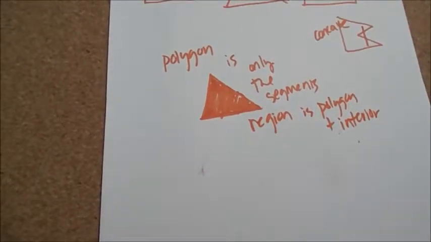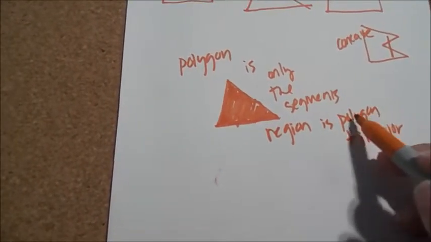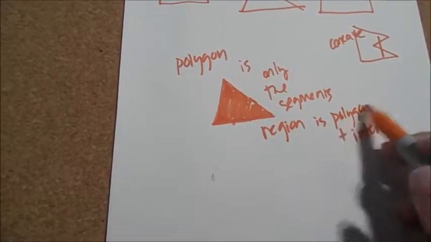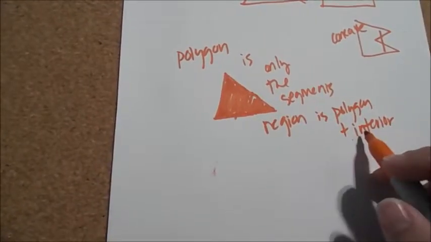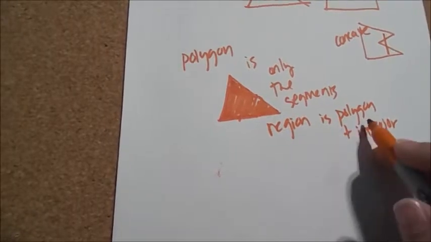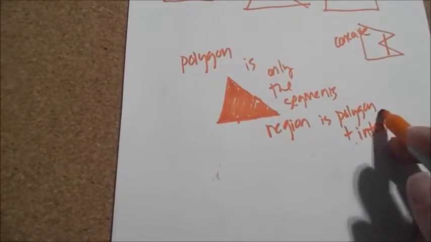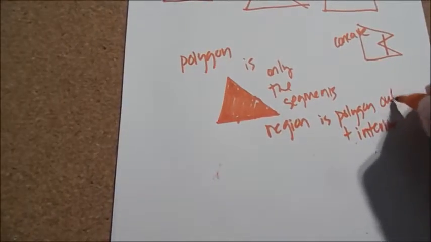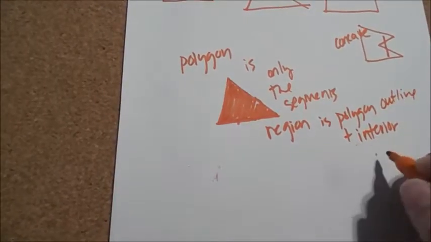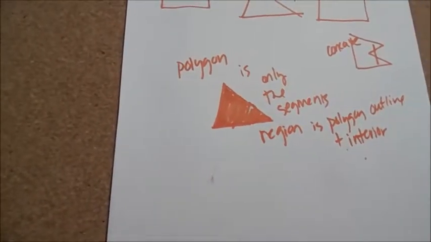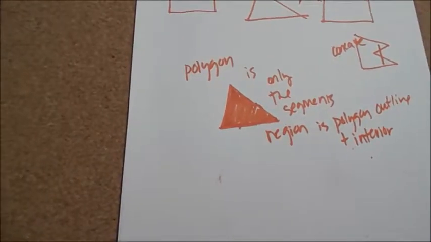That's what a region is. We learned what a region is last time, but we said a simple closed curve and its interior. Now we're just going to say region in this case is the polygon, so the outline and its interior. Okay, we have definitions on page 64.